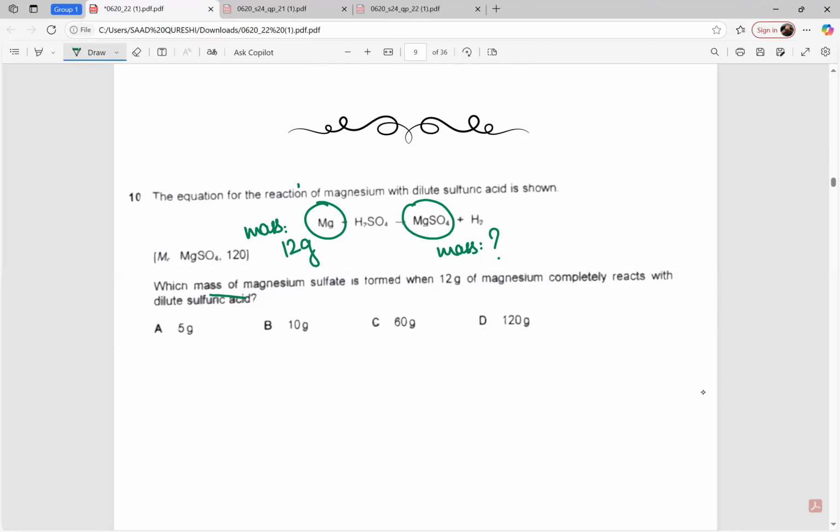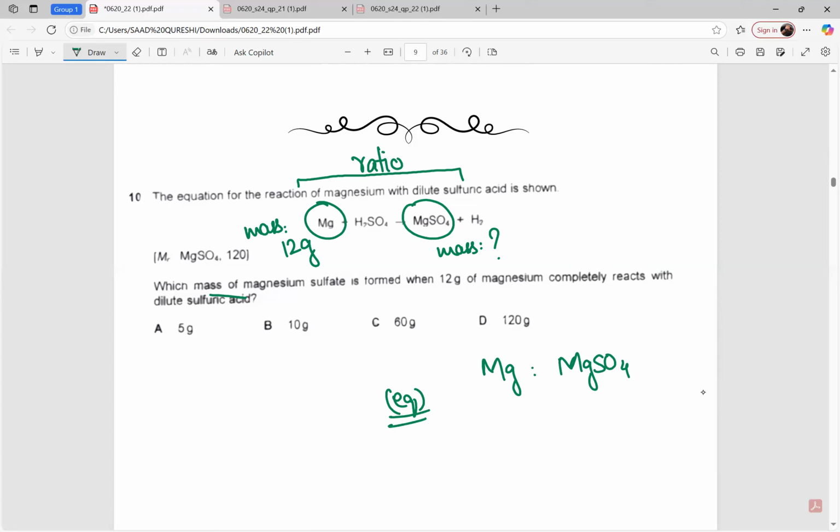So how to solve it? Whenever we have an equation or a chemical reaction given, and also they give us the amount of one substance and we need to find out the amount of another substance, here we will take the ratio between the two substances. So here the ratio will be between the magnesium and magnesium sulfate. First we will see what the ratio between magnesium and magnesium sulfate is in the balanced chemical equation.